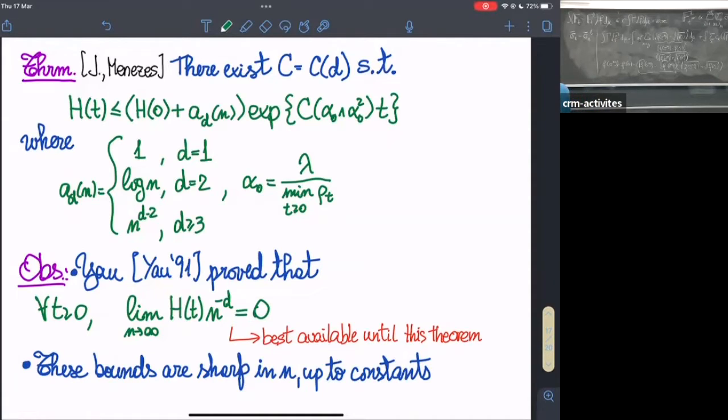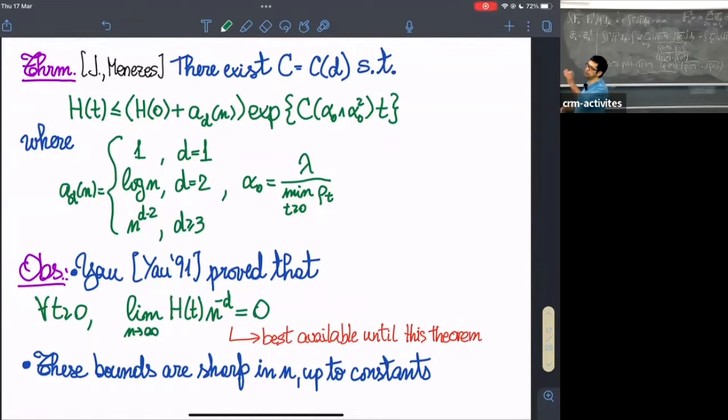So what is alpha zero? Alpha zero is alpha. Remember that alpha was lambda divided by V times rho. So alpha zero is actually lambda divided by... so it's the worst case scenario. This rho actually depends on time, so you can take the minimum value of rho.